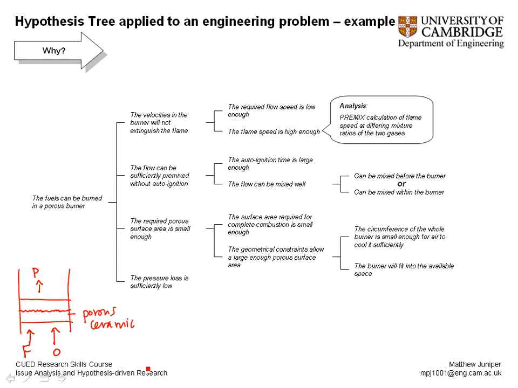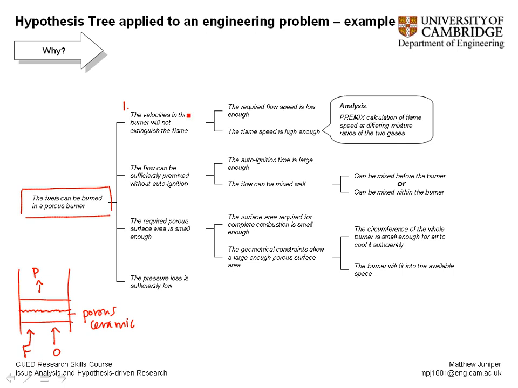Anyway, without going into any more detail, the hypothesis is a precise statement. So we might have decided to use a porous burner, or to investigate using a porous burner in some application. So we're going to make the hypothesis that the fuels can be burned in a porous burner. It's a precise statement. Now we need to think about everything that has to be true for that to be true. So to start off with, we'd say the velocities in the burner will not extinguish the flame. In other words, we won't be introducing the fuel and the oxidizer so quickly that they blow the flame out.